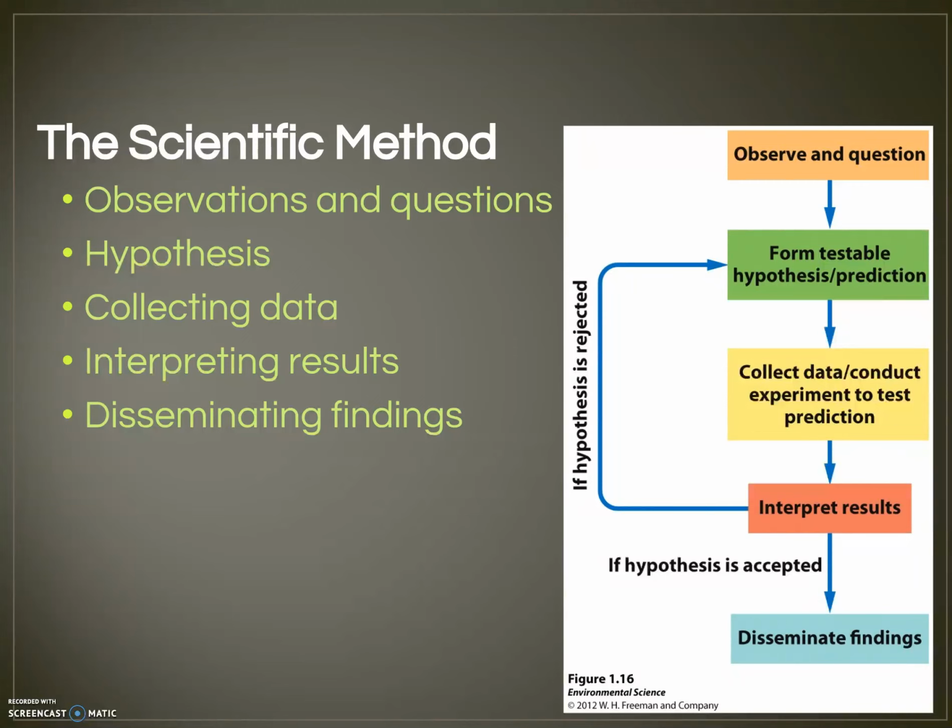Let's take a quick look at the scientific method. We're going to go through this kind of quickly because we've done this before in a lot of other science classes. What is the scientific method? It's an objective way to explore the natural world, to draw inferences from it, and to predict the outcome of certain events and processes or changes. The steps are the ones that we've looked at before. Observations and questions, form some sort of testable hypothesis or prediction, collect data, conduct an experiment, interpret the results, and then disseminate the findings.